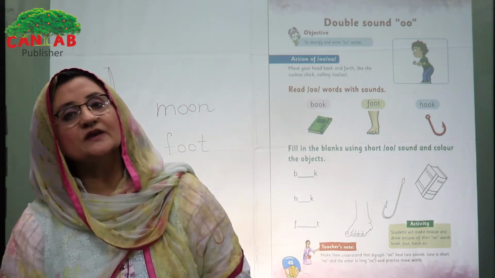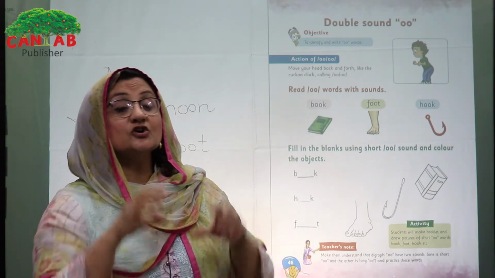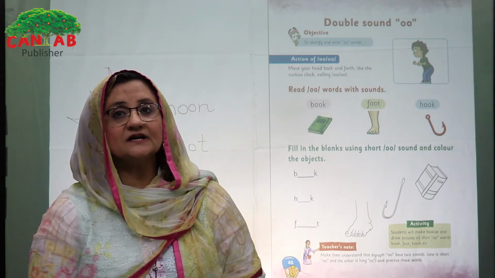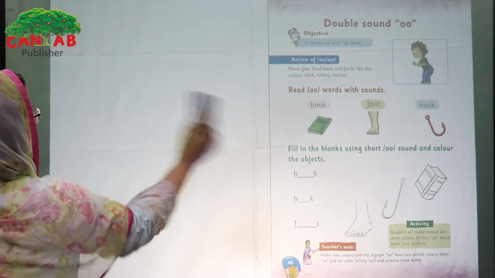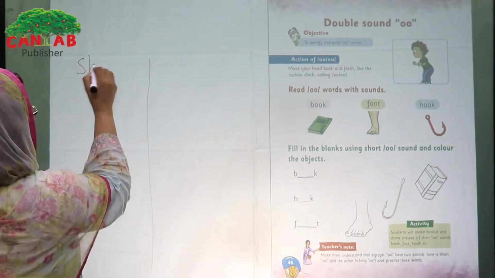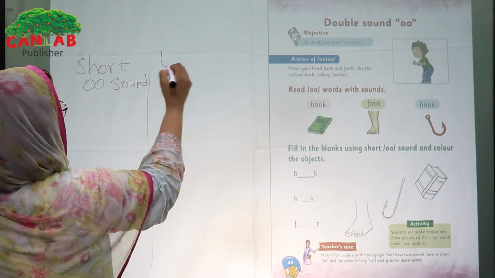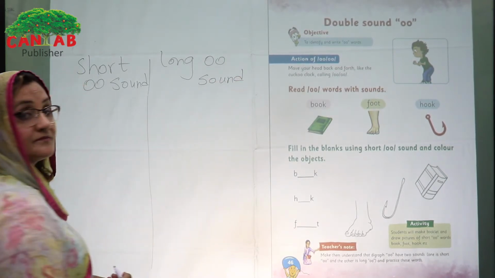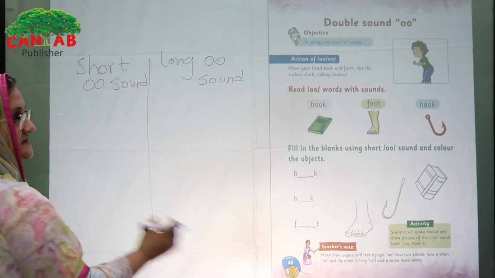As homework, you can ask them to divide their notebook into two halves. Write down short sound words in the first half and long sound words in the second half. Before assigning the homework, don't forget to do this exercise in the classroom. Look here: short oo sound and long oo sound. You can encourage the students to come one by one and give you an example.